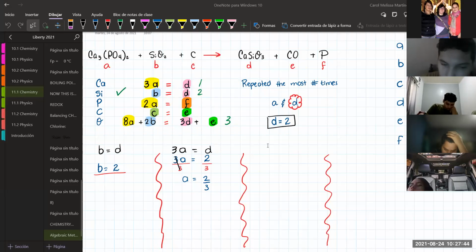I know, miss. With fractions already. Yes, with fractions already. But it's okay. You will see that it's not too complex. Now we found the value of A, which is 2/3. Okay, so we continue working. Now, take a look. Now we know A, B, and D.